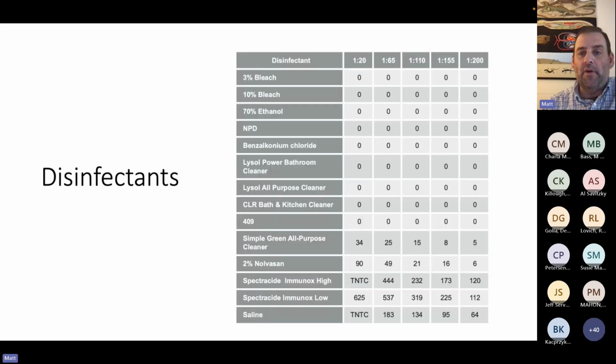Disinfectants, this is for everybody here. We did a disinfectant study. The number of colonies that grew is listed here in the table. So you can see lots of things failed to allow growth of Ophidiomyces: bleach at various different concentrations, ethanol, a lot of the benzyl products. But things that allowed growth: Simple Green, don't use it. Novosan, which is chlorhexidine, which is something we commonly use in the veterinary profession, doesn't work.